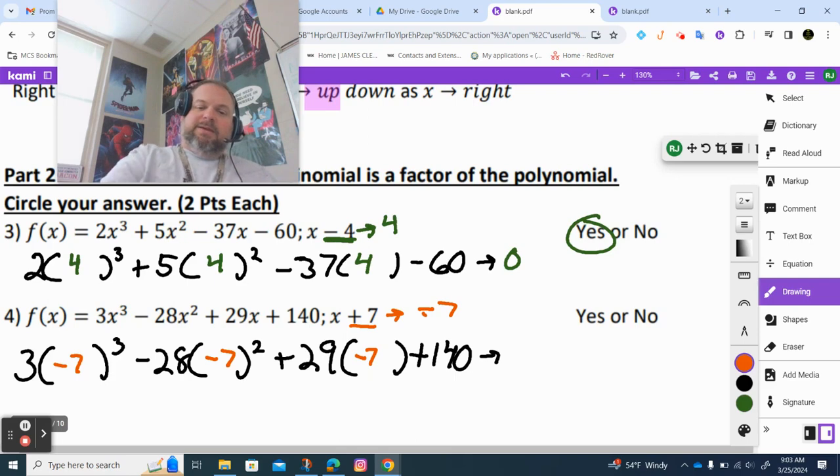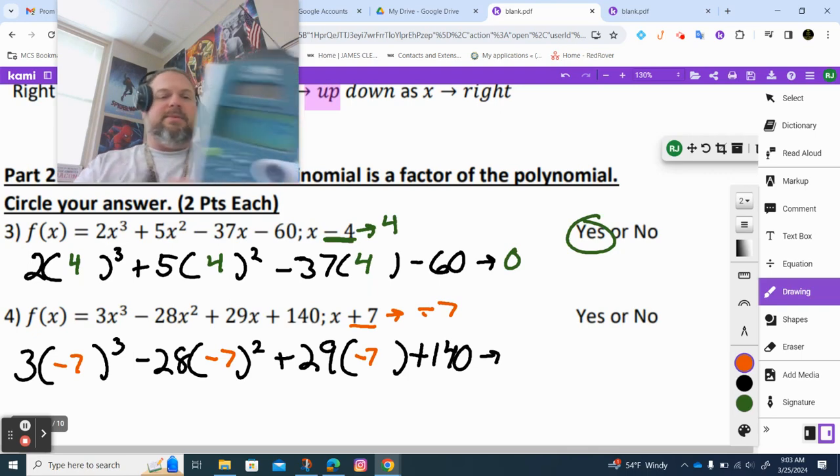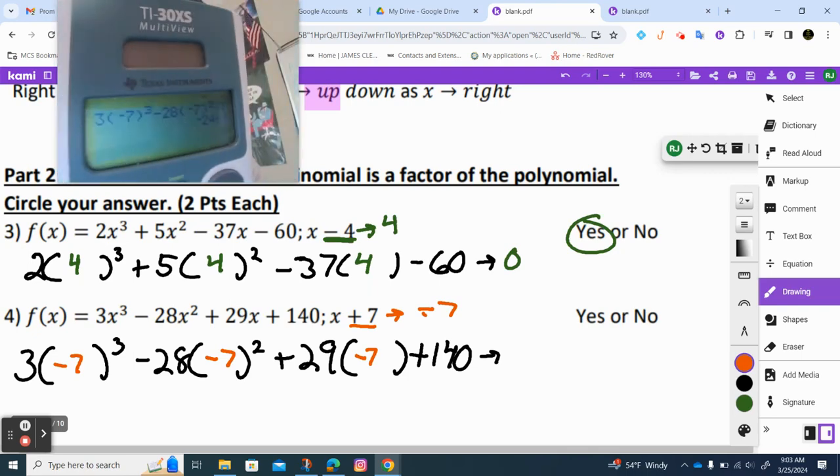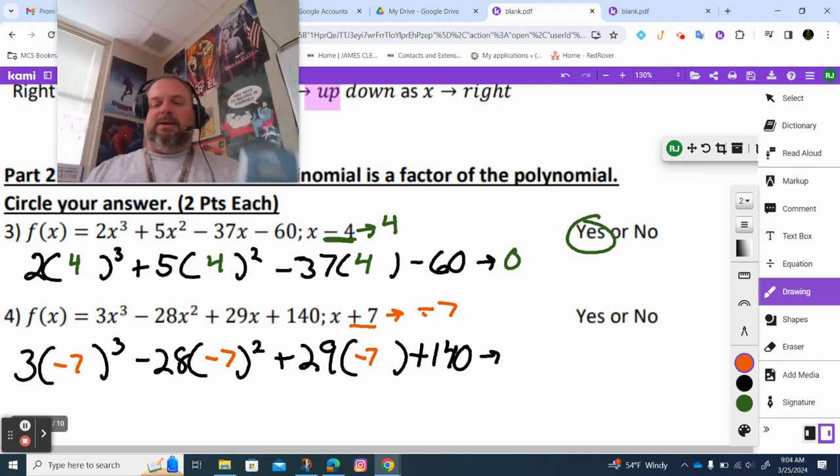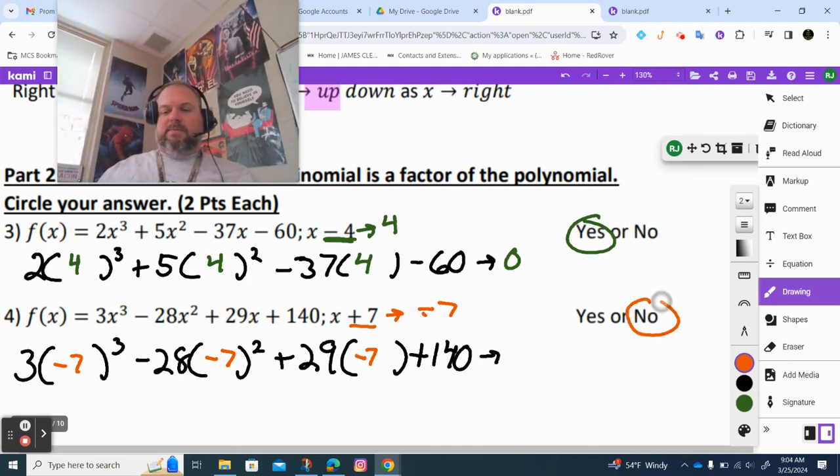Now, it was the opposite. So this is +7. So the opposite of +7 is -7. All right. Did y'all get something that looked like this? Did y'all get a no on this one? Okay. Yeah. So we got a no because this is -2, 4, 6, 4.